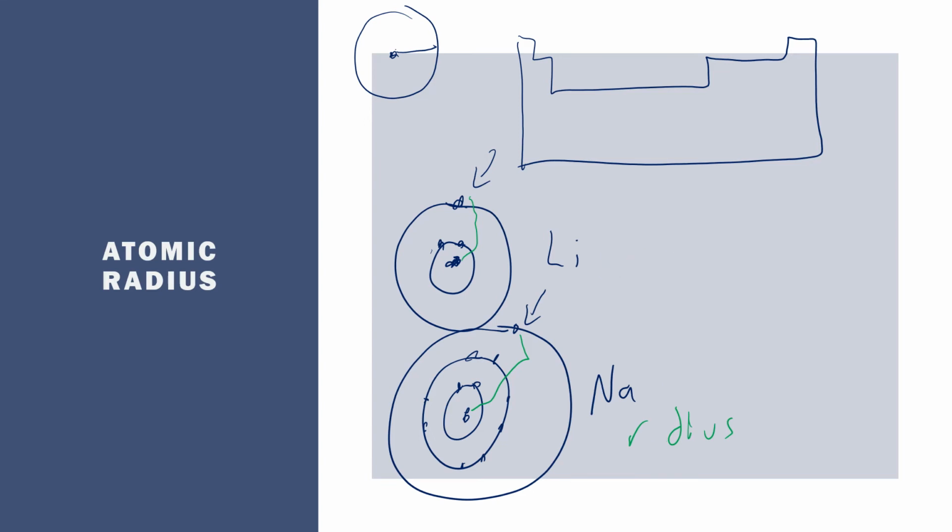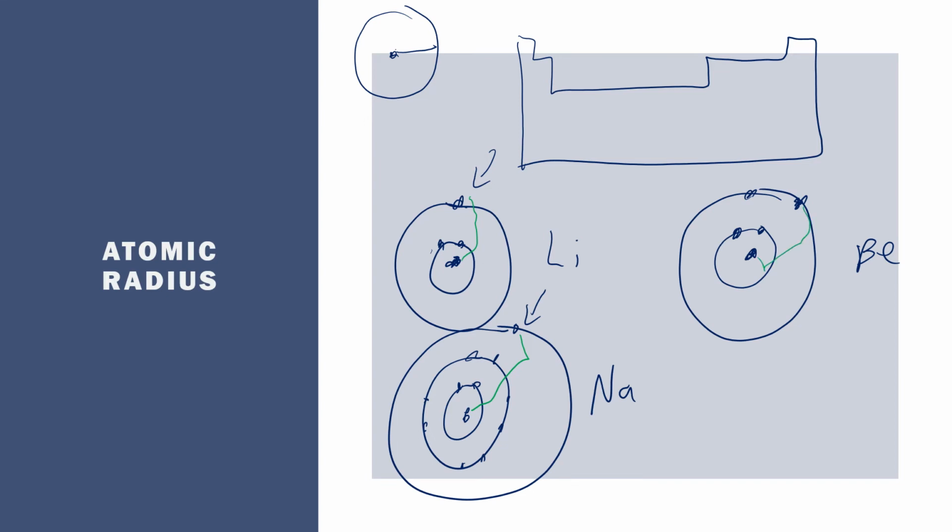So whenever you're dealing with elements in the same group, you look at the number of energy levels. Now for beryllium, which is in the same period as lithium, but it has 2 valence electrons. Because they have the same number of valence electrons, the distance is actually pretty close, but not exactly the same. So they're not going to have exactly the same radius. What's going to affect it now is the charge.